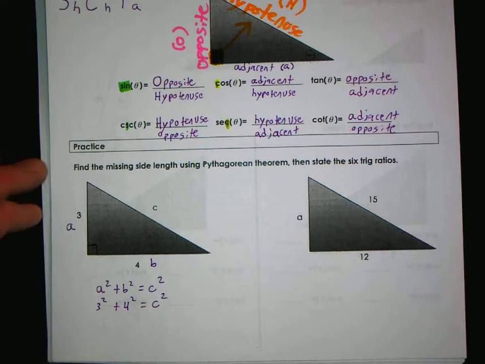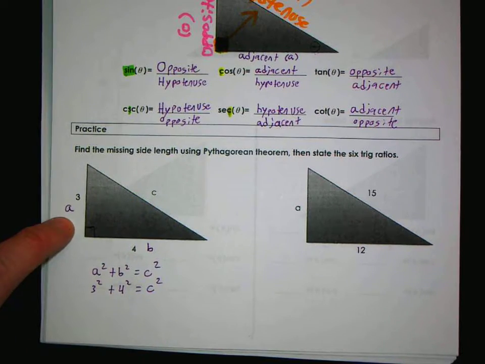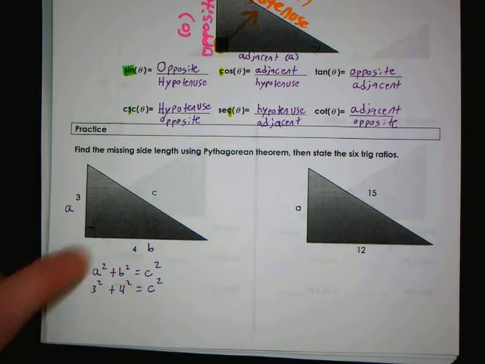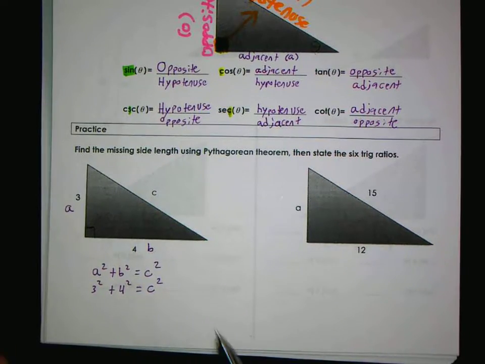Now, a common question I've gotten over the years is, I know hypotenuse is always c, but how do I know which one's a and which one's b? And it does not matter. We could have made that a and that b, and it would not matter, but this is always c.